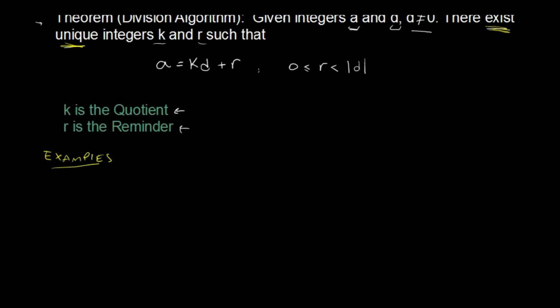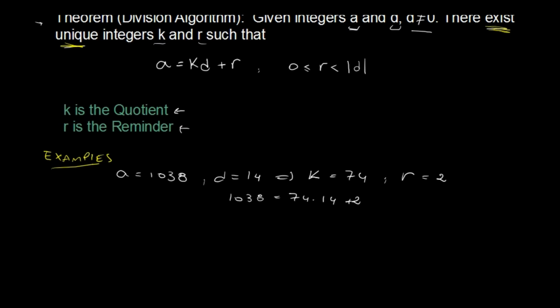If I take a equal 1038 and d equals 14, then what I'm going to have is that k will equal 74 and that r, the remainder, will equal 2. Why is this? Well, it's very simple. 1038 equals 74 times 14 plus 2.